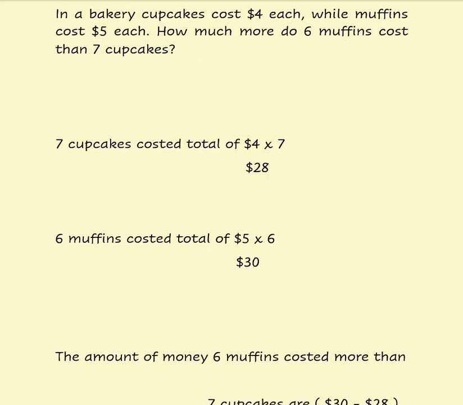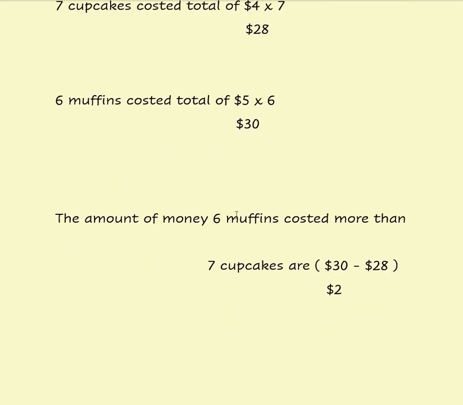So the amount of money 6 muffins cost more than 7 cupcakes is $30 minus $28, which gives us the amount $2. So this is the end of problem number 2.